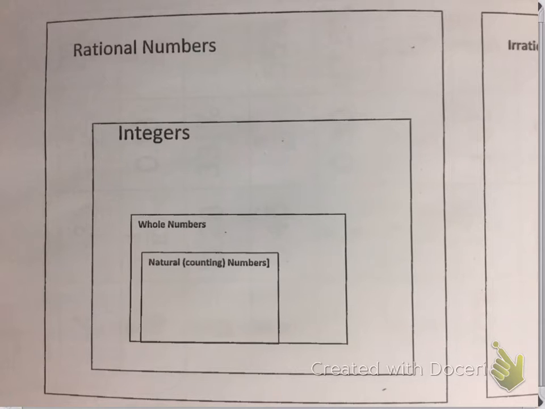Then you've got whole numbers. The only difference between natural numbers and whole numbers is whole numbers include 0. I know it doesn't sound like much, but guess what? Back in the day, they didn't know that 0 could be a number. All right, then we've got integers. Just like they didn't know they had 0, they didn't know about negative numbers. Well, integers are negative numbers.